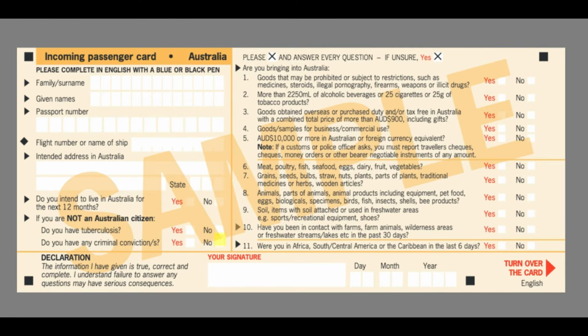Now, customs declaration section. About what you are bringing and what you are not bringing into Australia. So there are 11 questions that you need to answer. The first question is, are you bringing anything that's prohibited in Australia, such as medicines, steroids, illegal pornography, weapons or illicit drugs? Are you bringing more than 2.25 liters of alcohol or 25 cigarettes or 25 grams of tobacco products? And again, you have to select yes or no based on the situation.